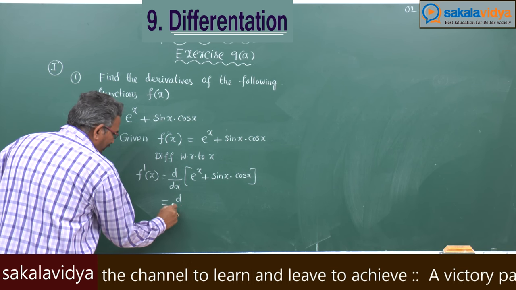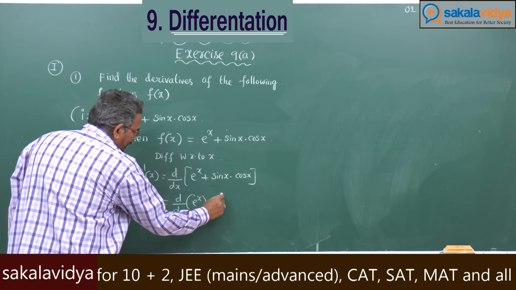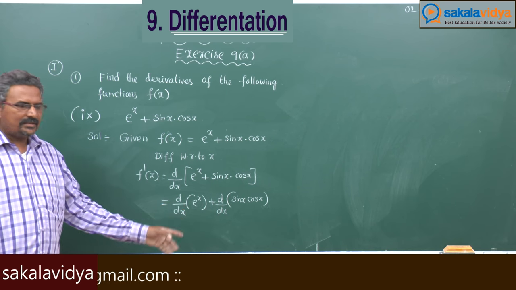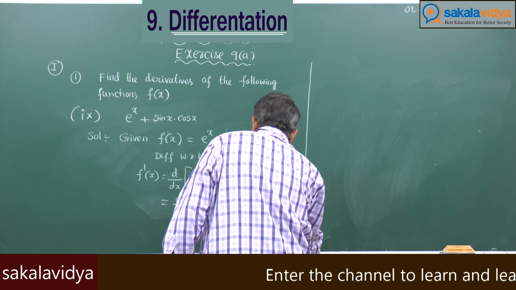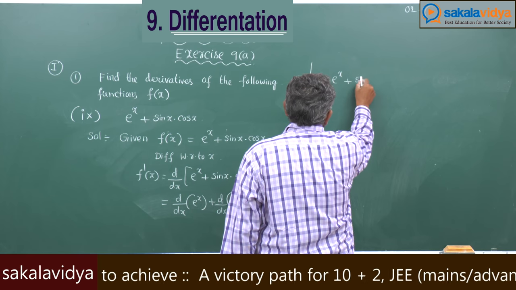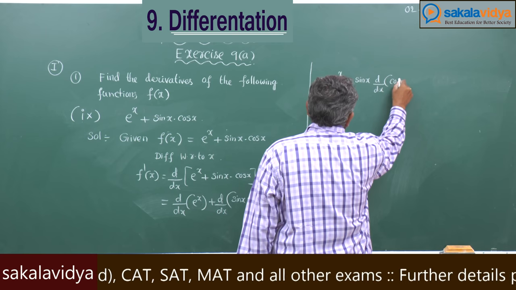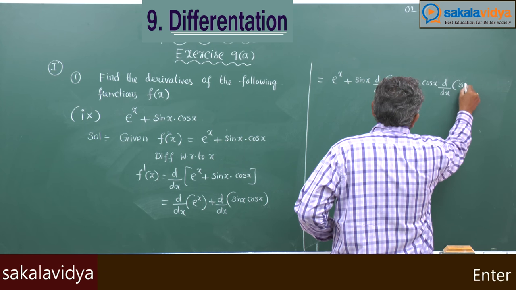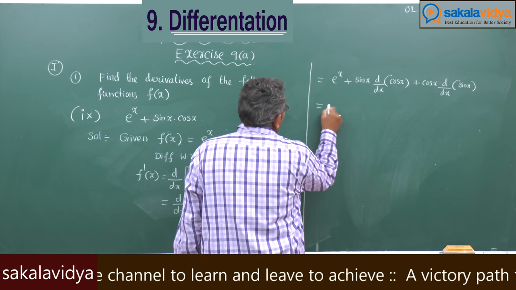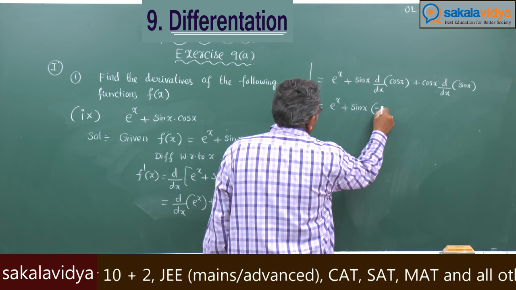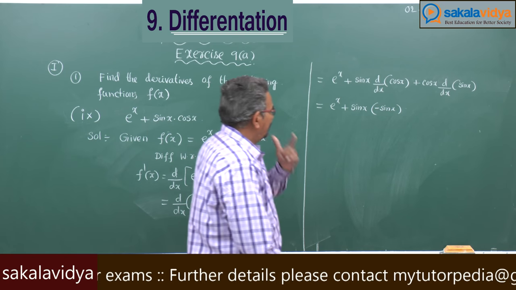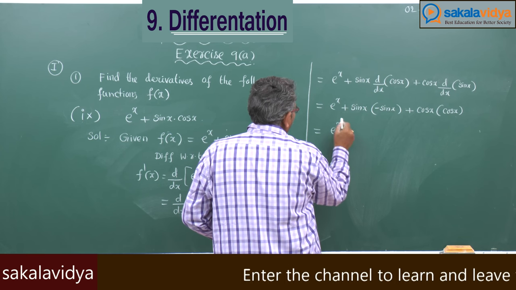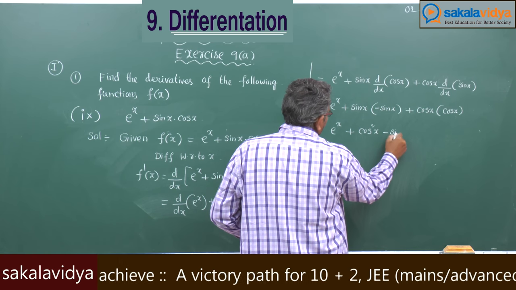Now, d by dx of e power x plus d by dx of sin x into cos x. This is e power x, and that is the UV rule. So, e power x plus sin x into the derivative of cos x plus cos x into the derivative of sin x. Now, e power x plus sin x into the derivative of cos x, which is minus sin x, plus cos x, the derivative of sin x being cos x. So, next step, e power x plus cos square x minus sin square x.